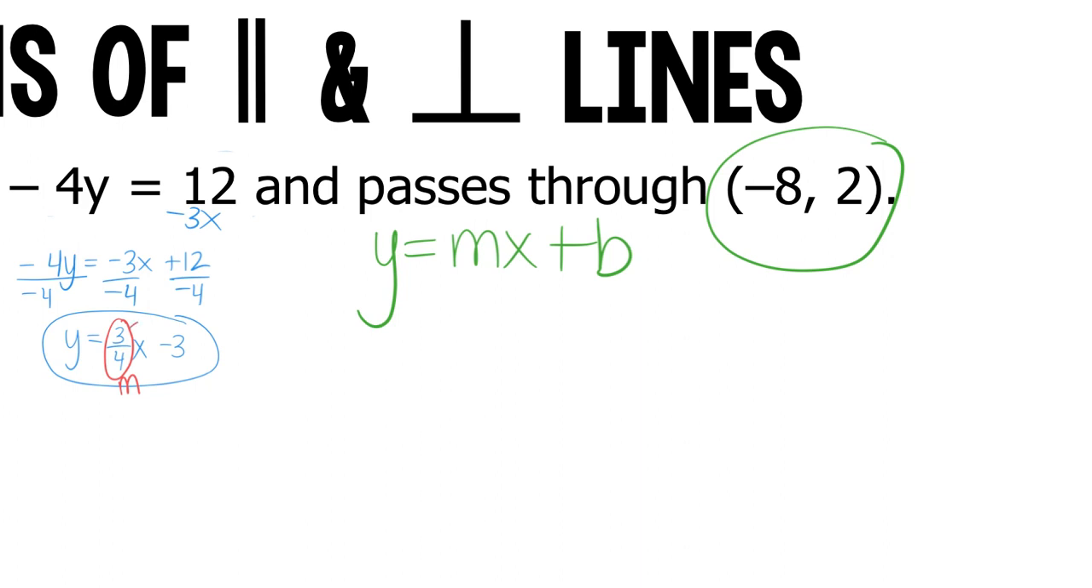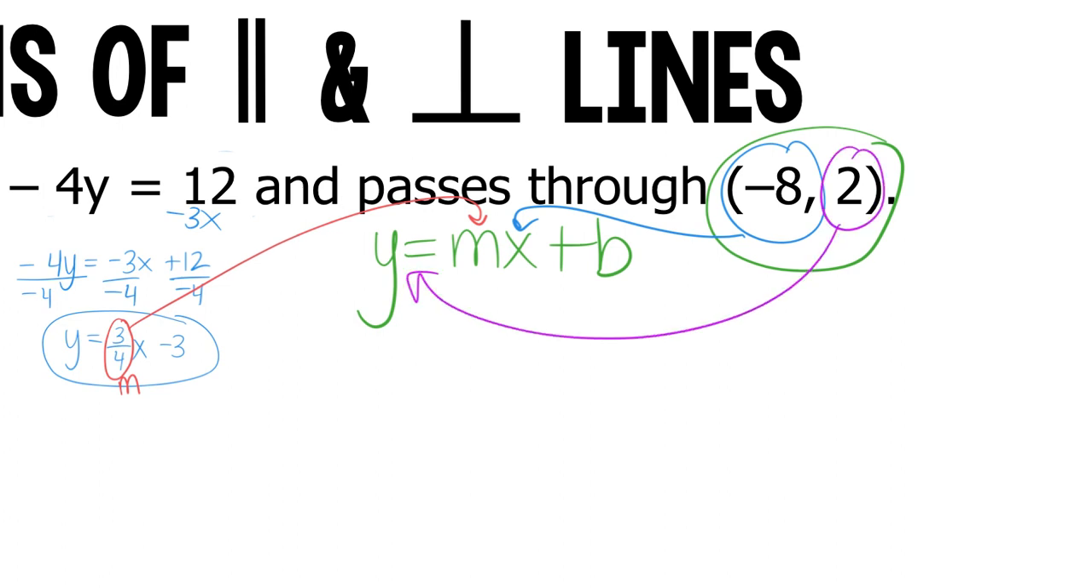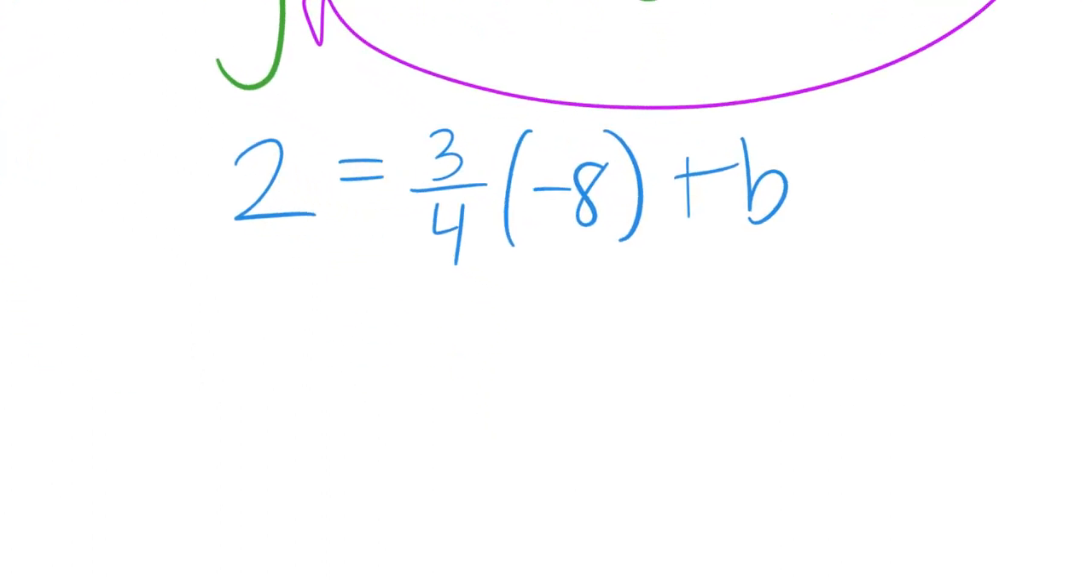So I'm going to put my slope for m. I'm going to put -8 for x, and then I'm going to put the positive 2 for y. So we're just going to plug all of these in. So it's going to look like this. 2 equals 3/4 times -8 plus b. And then now we're going to go ahead and solve for b. So we're going to do 3/4 times -8. Now, you do have to know how to do a fraction multiplied by a whole number. You can do it in your calculator if you need to. You could put a 1 on the bottom of this 8 if you want.